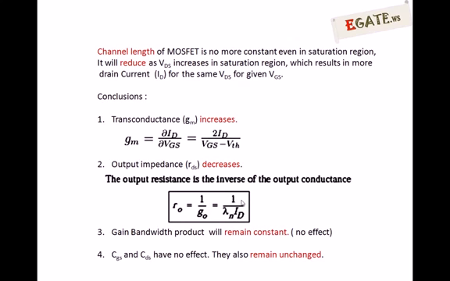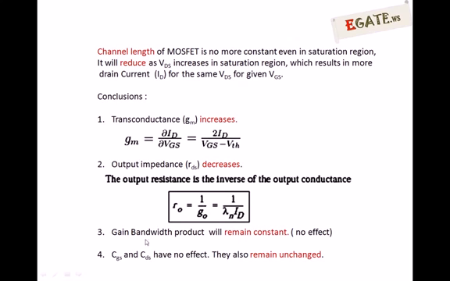Second, output impedance or output resistance, simply treated as RDS or R0, decreases. R0 is given as 1 by lambda ID. Because of channel length modulation, ID is going to increase. Since ID appears in the denominator, definitely R0 is going to reduce. So output impedance decreases because of channel length modulation effect.